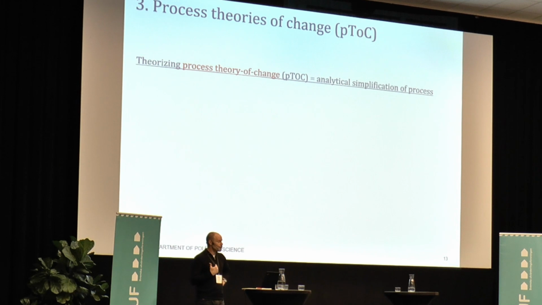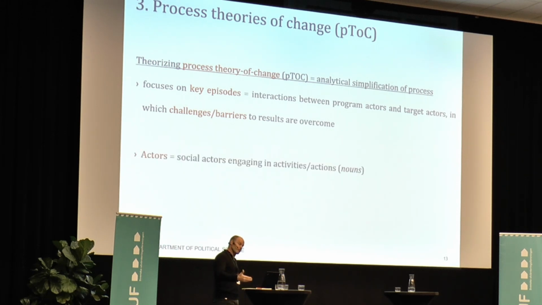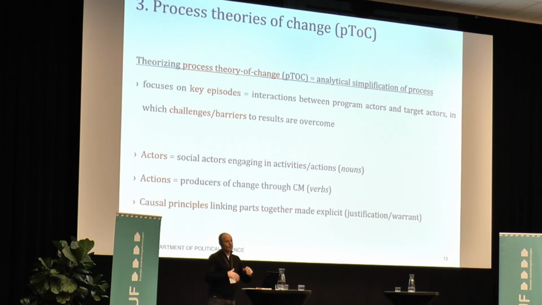So our process theories of change, this is language from Nancy Cartwright, which I like, are an analytical simplification of a process. And in particular, what you are doing when you're theorizing is you're not including everything. You're focusing on key interactions between program actors and target actors where the challenges and barriers to results are overcome. Then we make explicit the actors, who's doing something, the actions, and the causal principles, which are kind of the 'because', that we also want to try to evidence empirically.